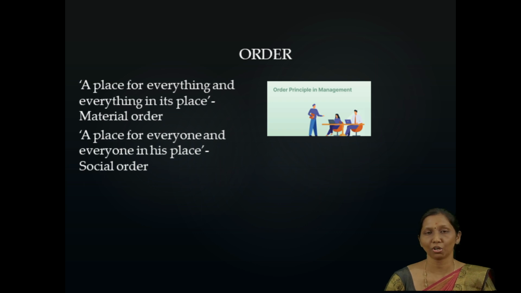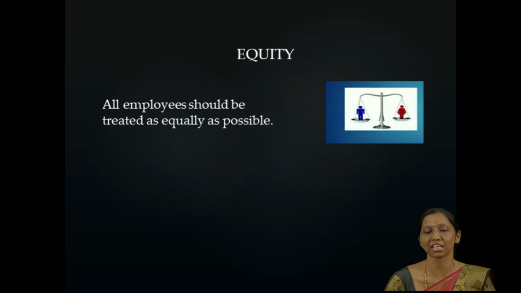Then social order. Social order is related to the persons working in the organization. So a place for everyone and everyone in his place. If there is a particular place for the manager, the manager should be in that particular place. He should not move here and there or be sitting in another place. There should be a place for everybody, maintained in their particular place. This is called order.